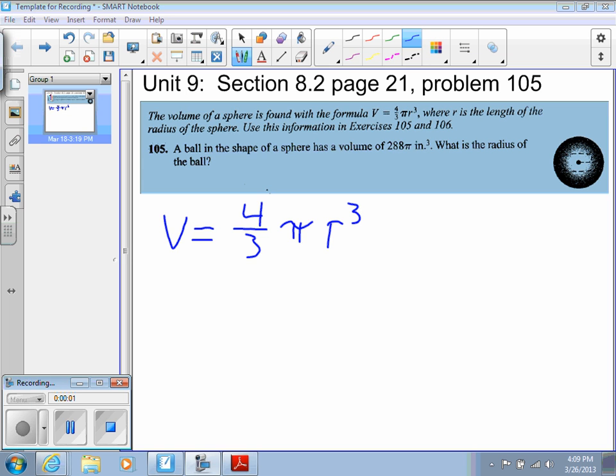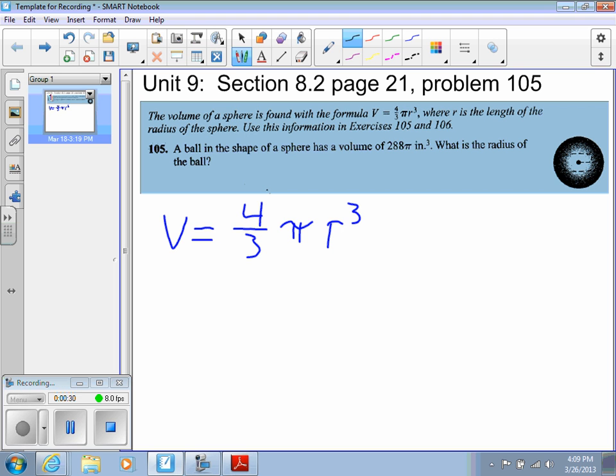Okay, let's try another word problem. In this word problem, well, first let's read it. A ball in the shape of a sphere has a volume of 288 pi inches cubed. What is the volume of the ball? And above it, they give you some information here, including a formula for the volume of a sphere, which is what a ball is. Sphere, ball, two different names for the same shape.